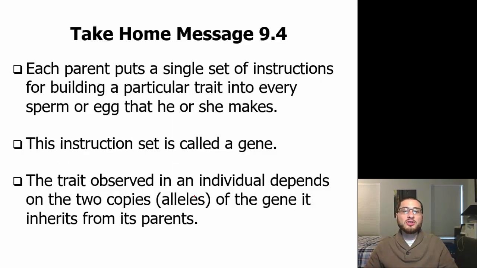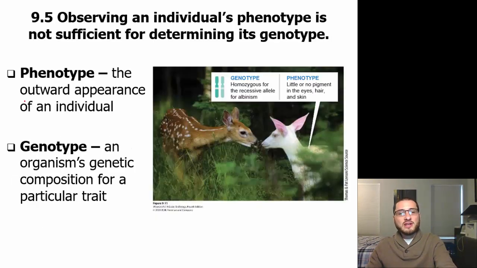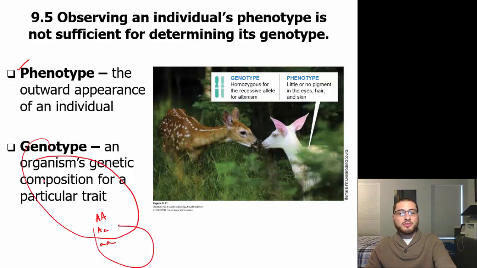So now each parent puts a single set of instructions for building a particular trait into every sperm and egg that it makes, and these instructions are called genes, and different versions of that gene are referred to as alleles. Now, phenotype is going to be the trait itself. Okay, so far we've been looking at genotype versus phenotype, where genotype is either going to be AA, Aa, or aa, either uppercase, uppercase, uppercase, lowercase, or lowercase, lowercase. So this is our genotype. Oh, this too. All three of them are our genotype.